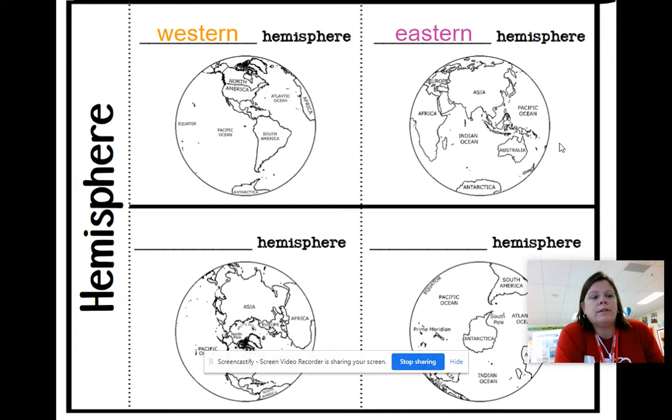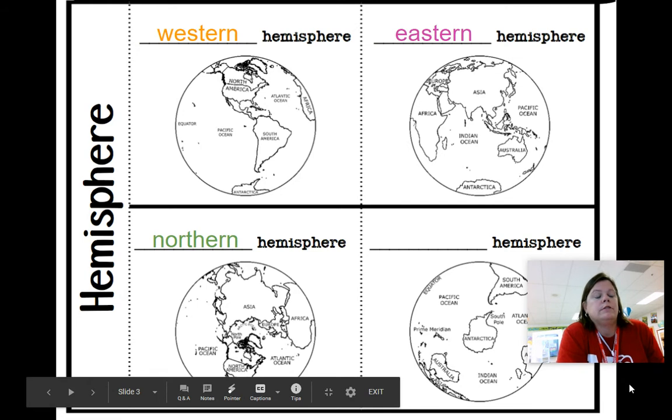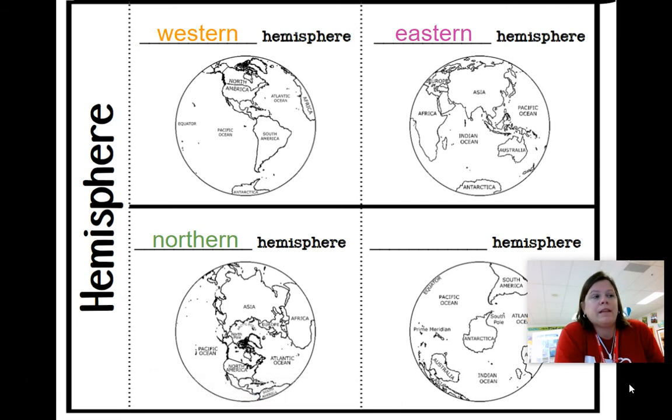And when we're looking north and south, we're going to look at the top of the world above the equator. That's the Northern Hemisphere. And below the equator is, of course, the Southern Hemisphere.